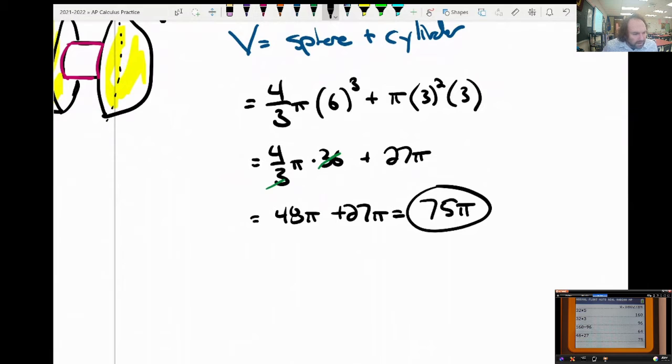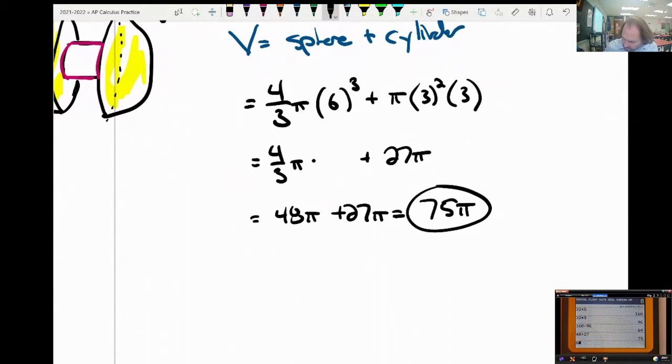That's not what the book has. What did I do wrong? Oh, it's 6 to the 3rd power. Whoopsie, whoopsie. See, I made a little mistake there. I'm glad I checked it. 6 to the 3rd power is not that number. 6 to the 3rd power is a huge number.